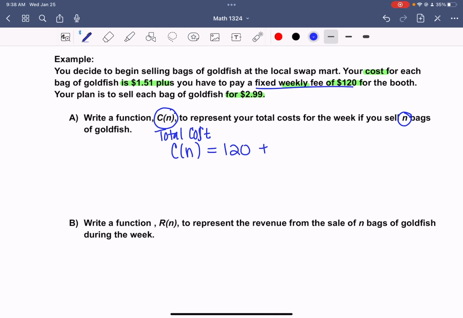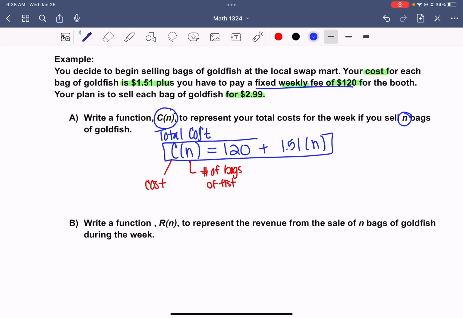Plus we have a variable cost of $1.51 for us to have a bag of goldfish. And we're going to multiply it by N, however many bags we sell. So N is going to be the number of bags of fish, and then C, again, is your cost. So we have our fixed cost of the $120 for the booth, and then our variable cost of the $1.51 multiplied times our N. So for our cost function, this would be the equation.